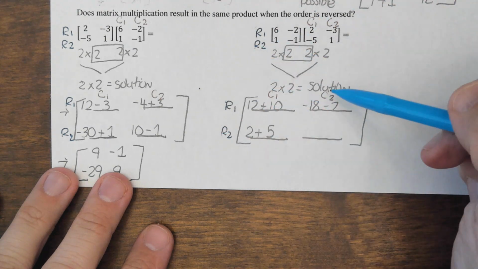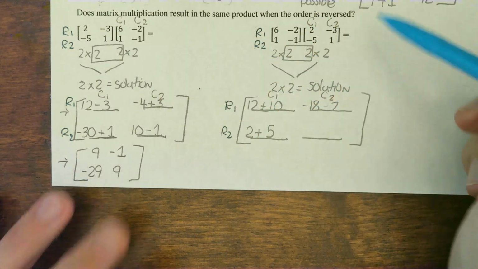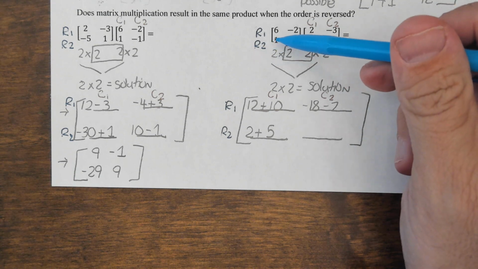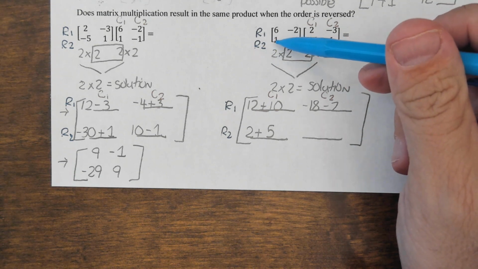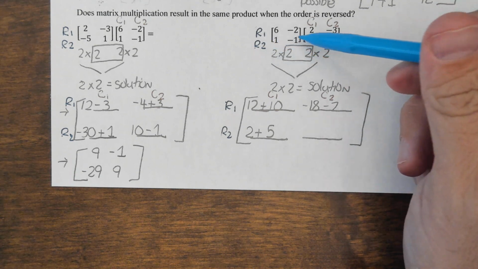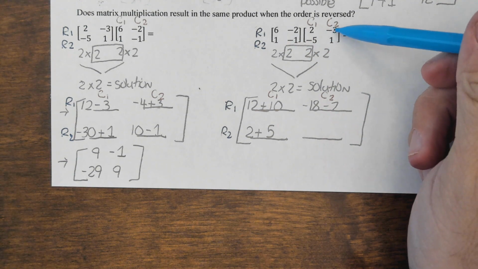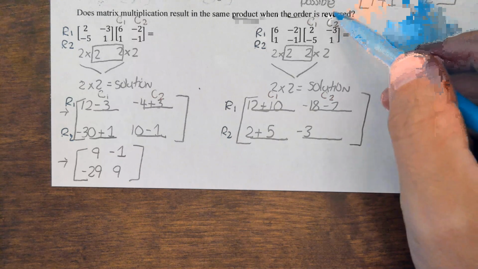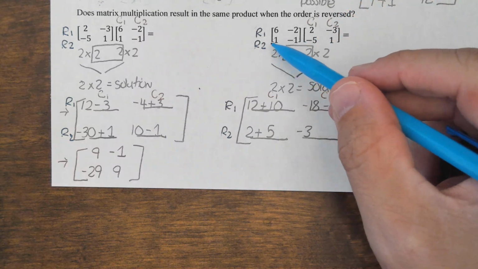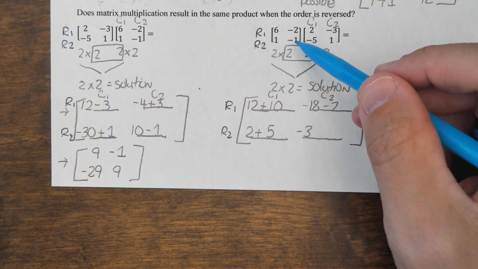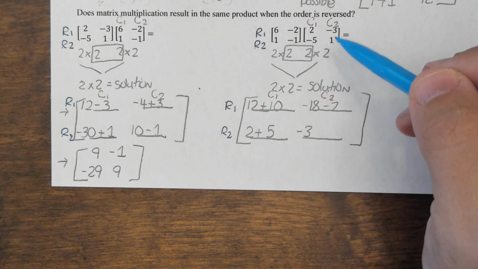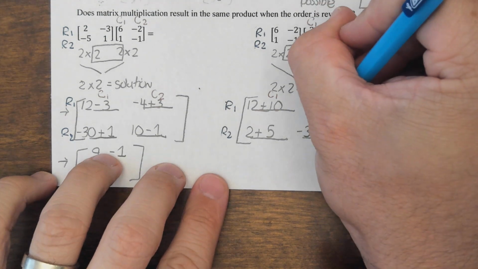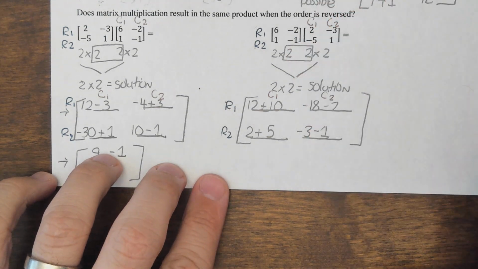And last but not least, we're doing row 2, column 2. So we're going to get the first element in row 2 times the first element in column 2, so 1 times negative 3 is a negative 3. And then the second element in row 2, which is a negative 1, times the second element in column 2, so negative 1 times 1 is going to give you a negative 1.